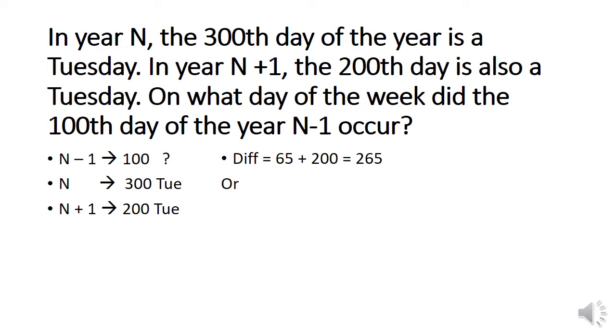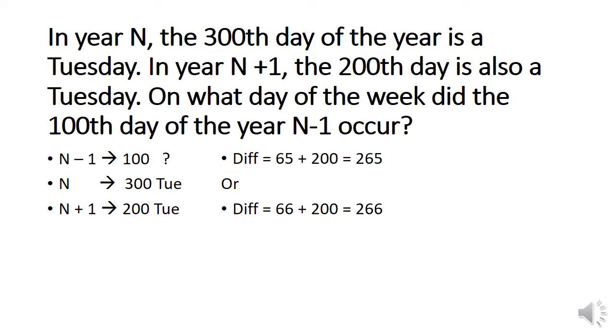Or year n could be a leap year, meaning that it contains 366 days. So from the day 300 till the end of the year, we have 66 days left, and then we have the 200 days of year n plus 1 till we arrive at the other Tuesday. So we have in total 266 days. So which one is the correct one? Is it 265 or 266?